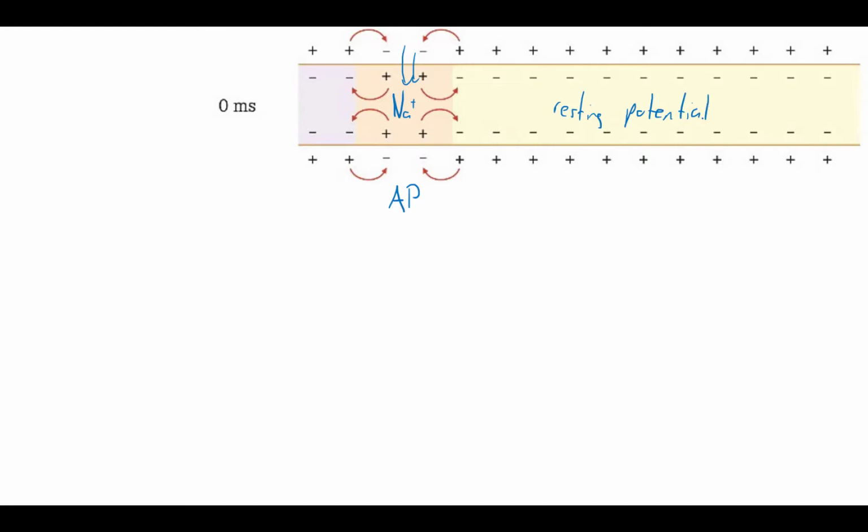And the purple area on the left here, these are the areas that are still refractory, so they cannot yet process a new action potential. So these are refractory areas. So why does it move?